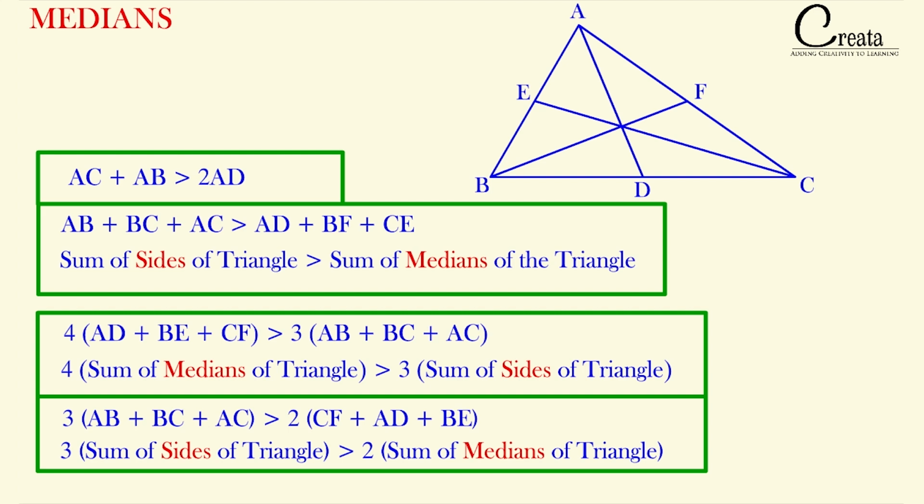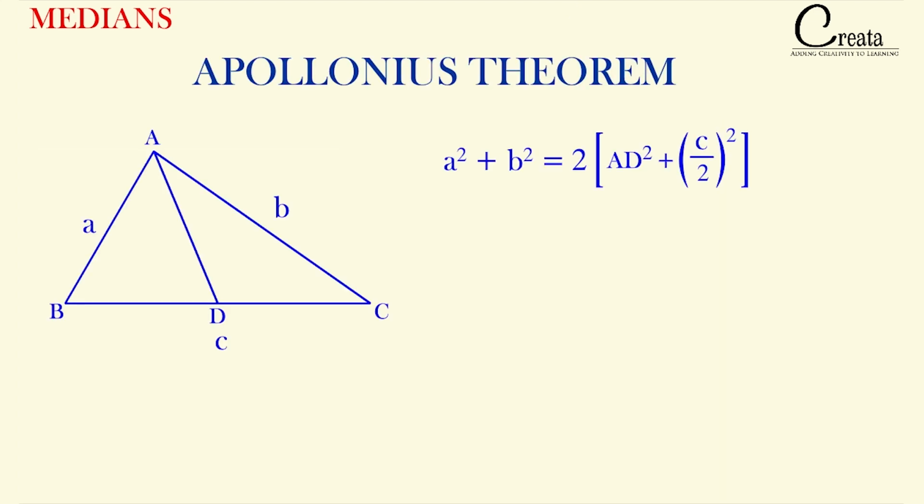Now we will see the relation between the medians and the sides of the triangle which has equal signs, and these relations will be used in solving the problems related to the sides and the medians. The first relation is known as the Apollonius theorem. This is a very important theorem, and it will be used in a wide range of applications.